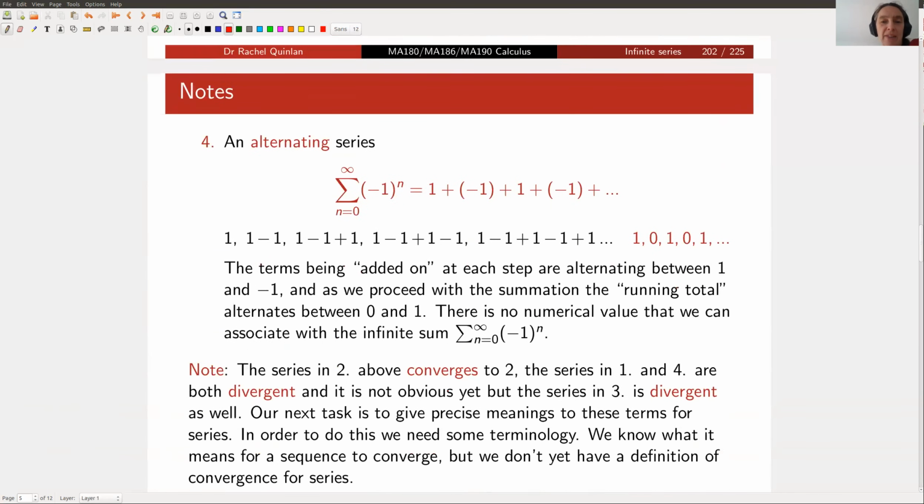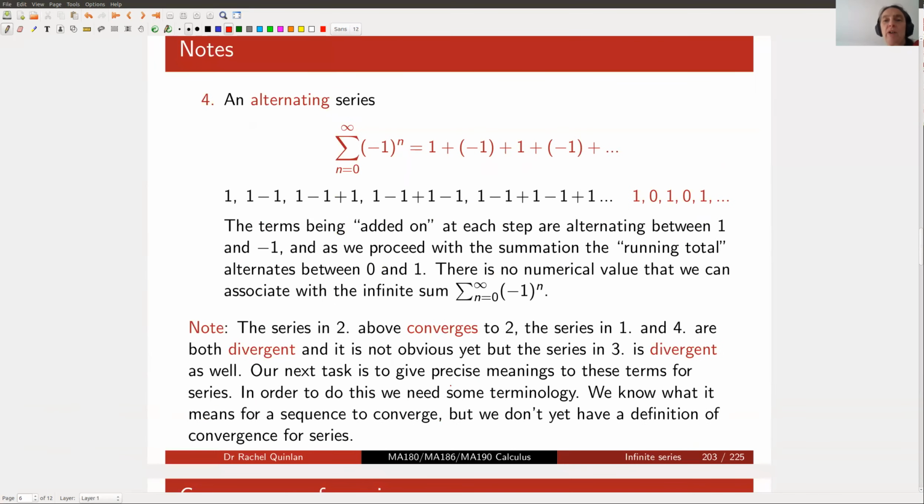Okay, and then the fourth example that we had today, we mentioned this already, if you take the alternating series whose terms alternate between 1 and -1, starting with 1, and you look at the running totals there, you start with 1, then you add -1, then 1, then -1, and so on. So the running total just alternates between 1 and 0. And certainly, the sequence 1, 0, 1, 0, 1, 0 is not a convergent sequence. We've looked at that already in the last couple of lectures.